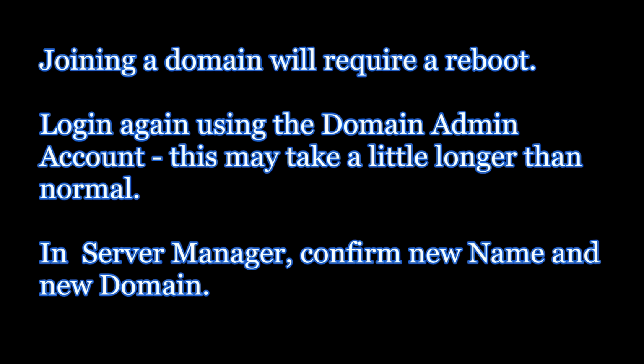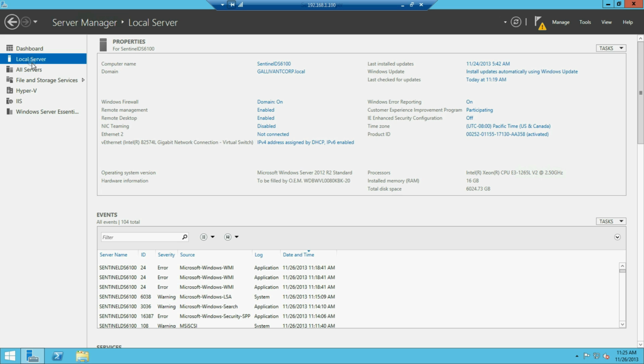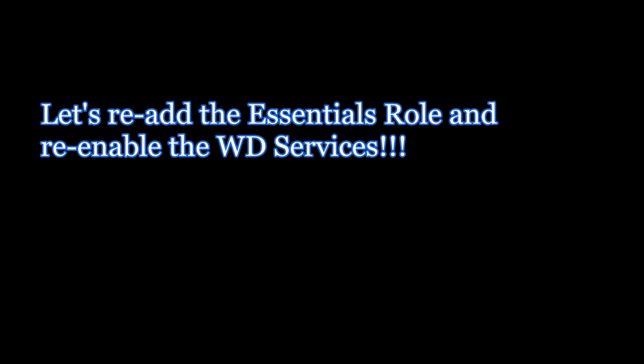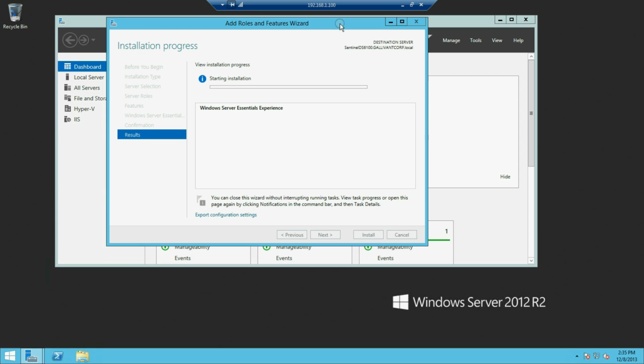After reboot, I've launched Server Manager and clicked on Local Server. You can see I have a new computer name and I'm joined to the domain. Next, we're going to go through the process of re-enabling the Essentials role. We're going to launch Server Manager, we're going to click on Add Roles and Features, and just follow the wizard to where we need to click on the Essentials experience.